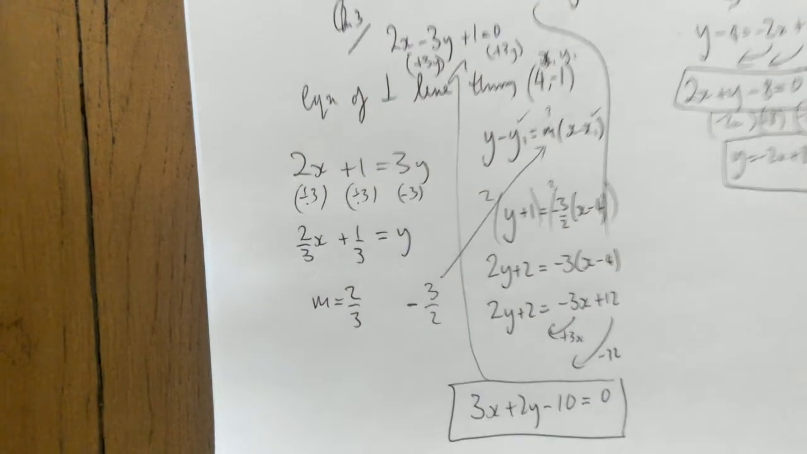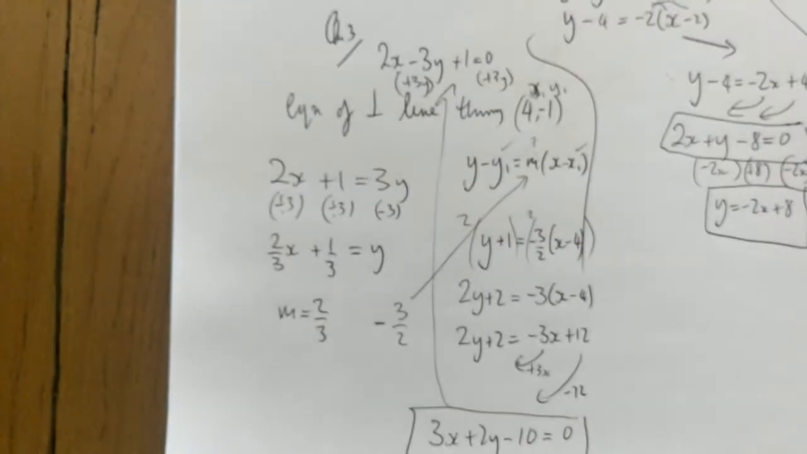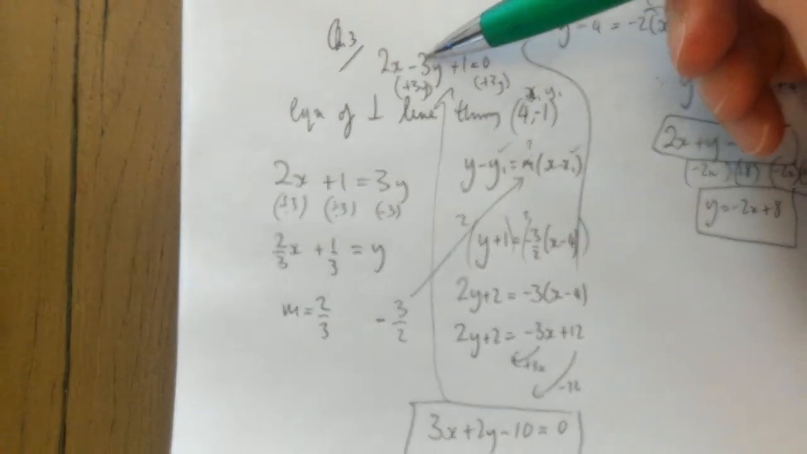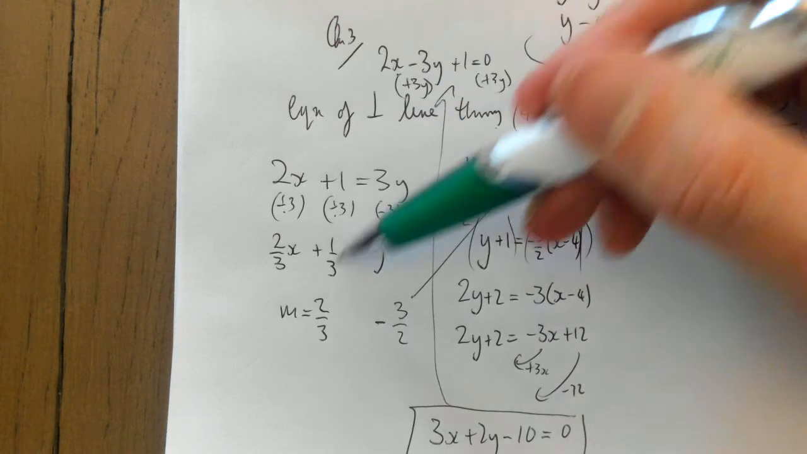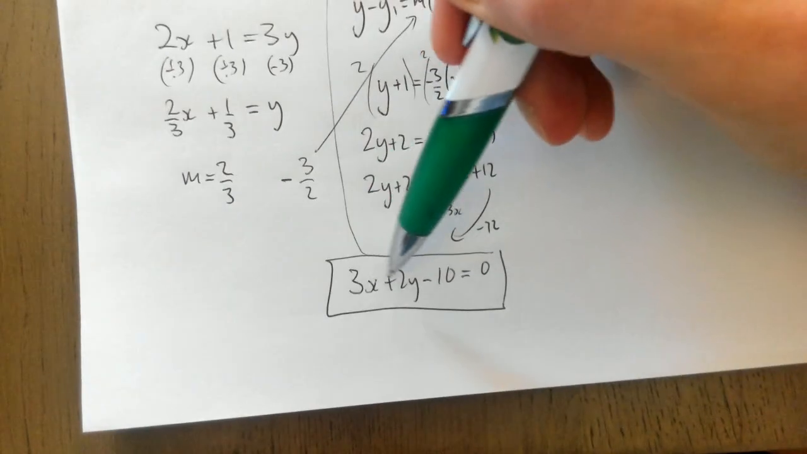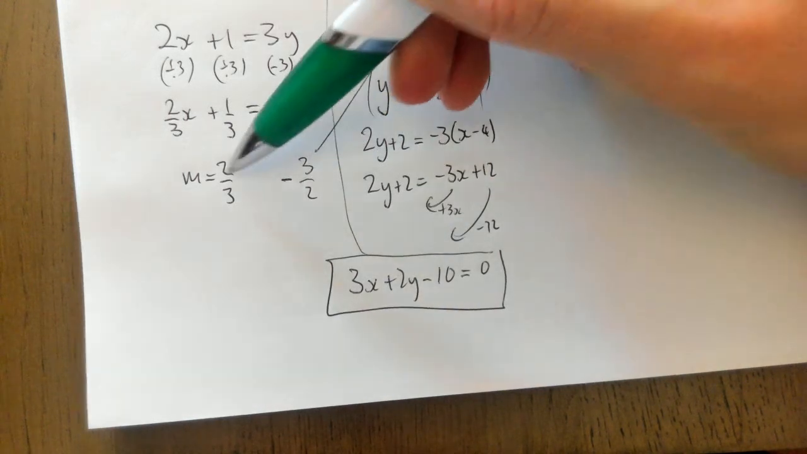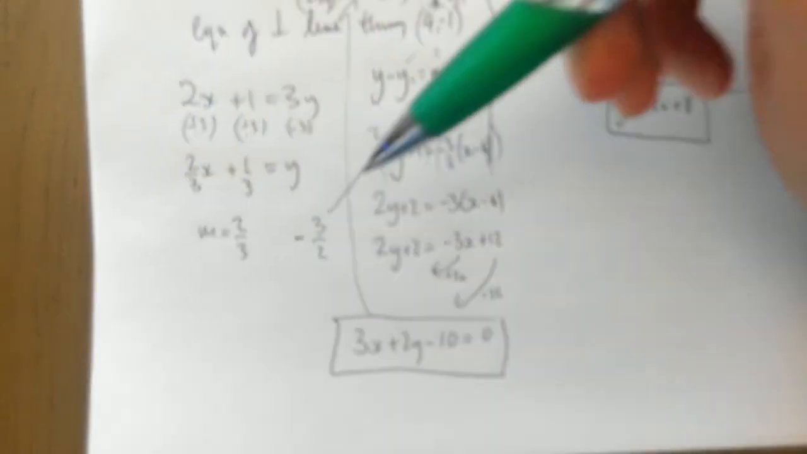And look, go back to my shortcut at the start of this. 2 over 3, change the sign, it's minus 3 over 2. So these two multiplied give minus 1.